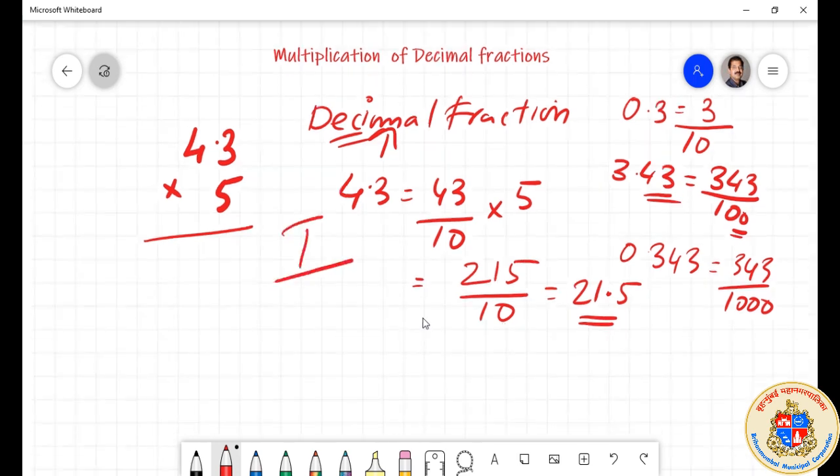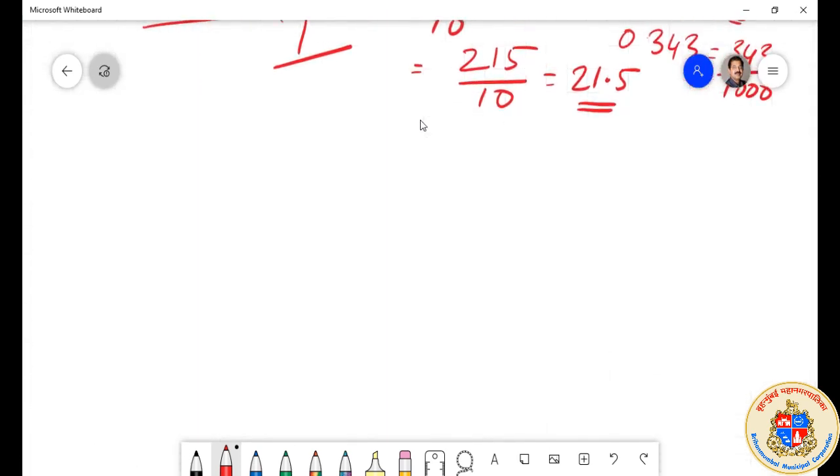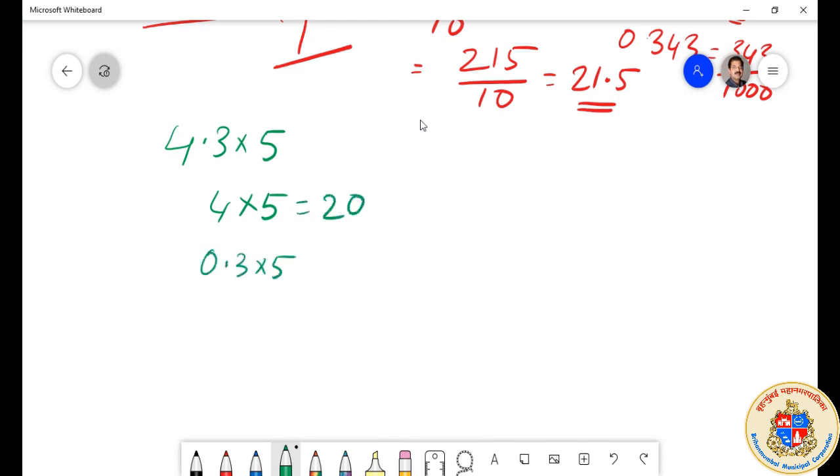This became method 1. सिर्फ ऐसे ही कर सकते हैं क्या? 4.3 into 5. I am writing it again. You can do it in a different way also. You can multiply 4, which is whole, into 5, which will become 20, then 0.3 into 5. 5 3s are 15. कितना डेसिमल है इधर? 1. तो इधर एक पॉइंट डालने का, and add both, so you will get 21.5. वही मिल गया. Method 2.